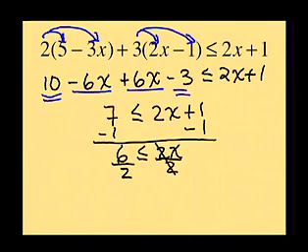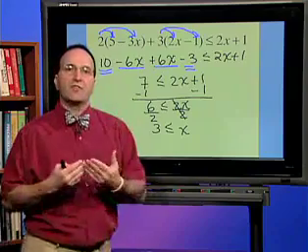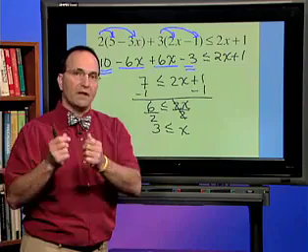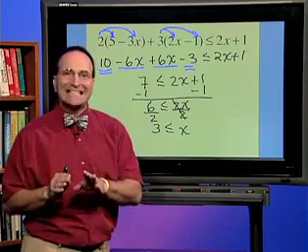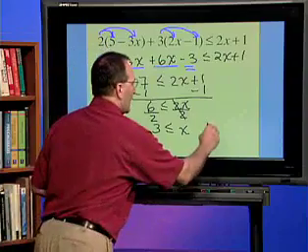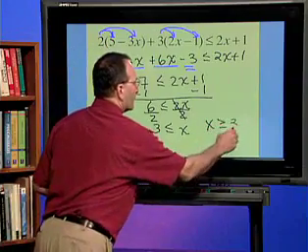The 2 divided by 2 gives me 1x. And on the left-hand side, 6 divided by 2 is 3. So the algebraic solution to this is that 3 is less than or equal to x, or using the reflexive property, we can say that x is greater than or equal to 3. X is greater than or equal to 3.